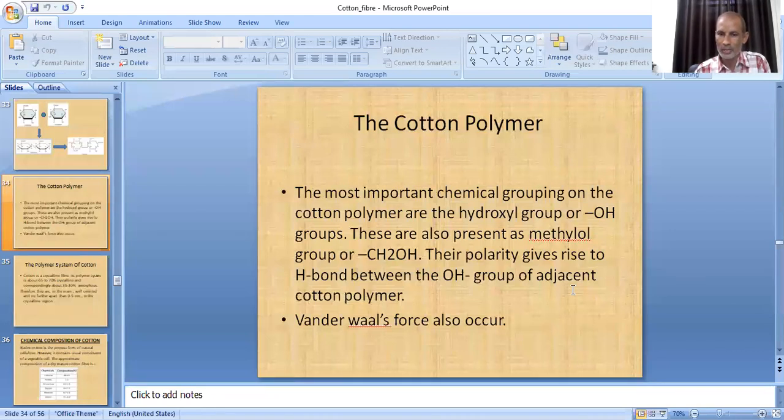So many hydroxyl groups are there in the cotton polymer, and because they are polar in nature, their polarity gives rise to hydrogen bonds between the hydroxyl groups of adjacent cotton polymers. So between the adjacent polymers, hydrogen bonds are formed. In this way, hydrogen bonds are found in the cotton polymer system, and van der Waals forces also occur. So two types of bonds are present in cotton fiber. One is hydrogen bonds and another is van der Waals forces.